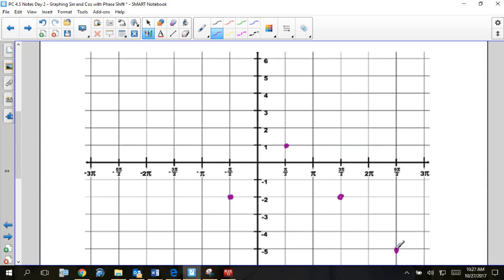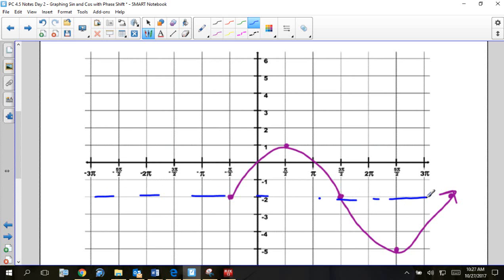This one's off my graph a little bit, but I don't care. I can fit it on there. And then I'll continue the pattern. Make sure I know where my midline is, so I can accurately continue that pattern.